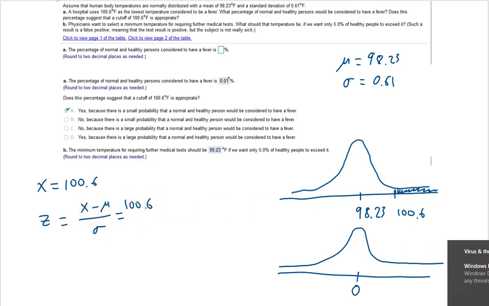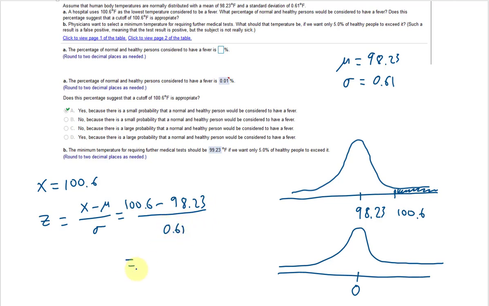So 100.6 minus the mean, in this case 98.23, over the sigma, which is 0.61. And if you do that, we would get 3.89, rounded to 2 decimal places. Okay, so this is the z-score. So now for 100.6, using the standard normal distribution, the z-score should be 3.89.